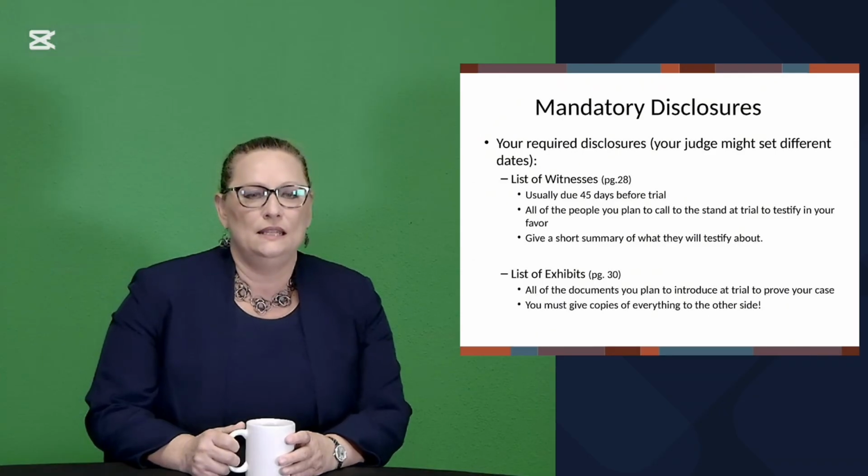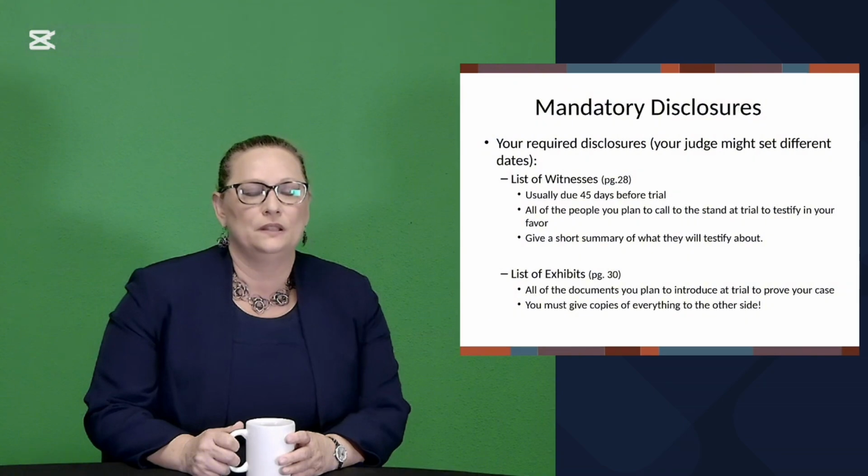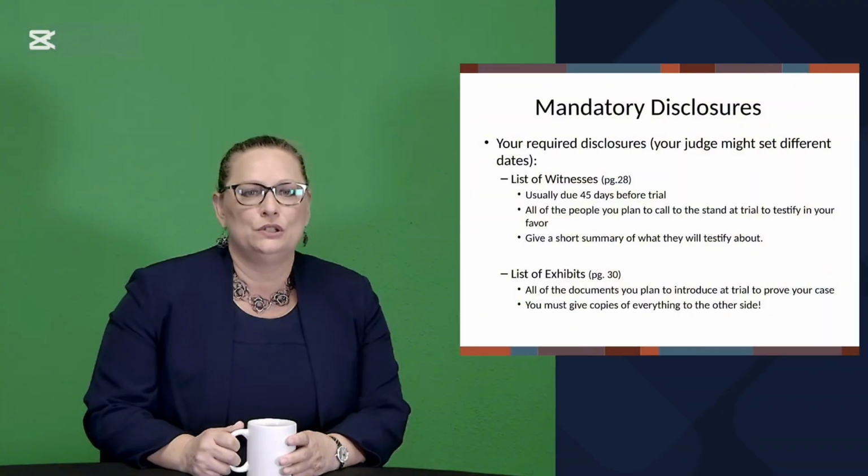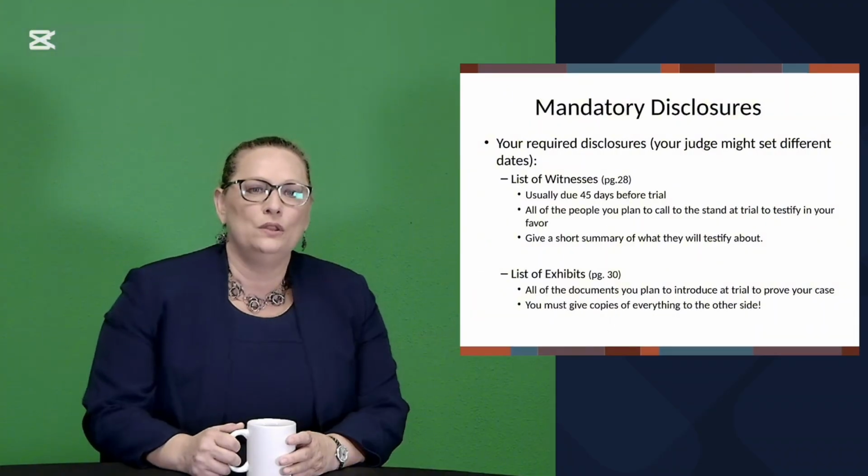Now, in your case, there is a rule for divorce cases. It's NRCP 16.2. It's a rule that spells out what both parties are required to disclose to the other party without even being asked. And the deadlines for this disclosure are very early in the case as well. So you have to provide a list of witnesses. You have to list all the people that you plan to call to testify at your trial.